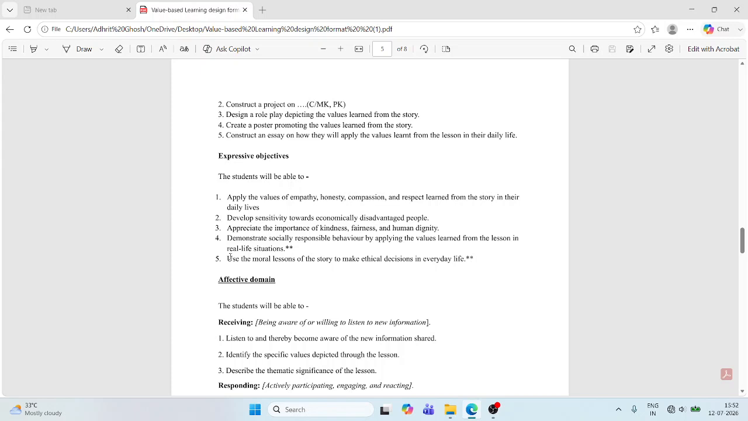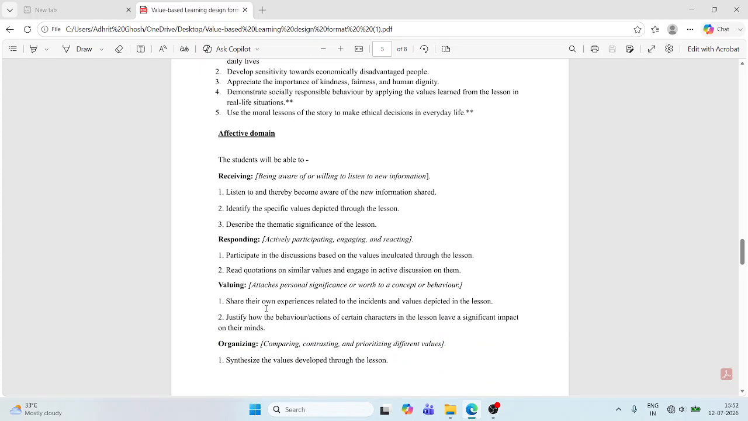So in these expressive objectives, you can mark certain things that you cannot assess directly using an achievement test. So they cannot be put under the cognitive domain. So we have put them under expressive objectives. But I am repeating it once again. Those students who do not belong to the subject English need not include this part, because you are preparing learning designs based on your own subjects, so you need not include this part.